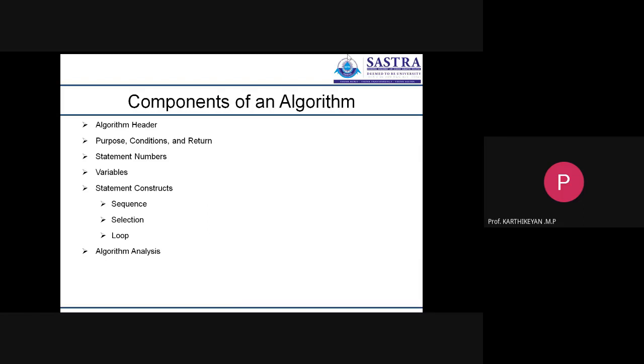In algorithm analysis, how much time that particular algorithm will take, based on the respective notation, we need to specify it. So whenever you are writing an algorithm, we need to include all these in the algorithm. The algorithm analysis part is optional. It is not mandatory, it is optional. Everything else we need to write in the algorithm.